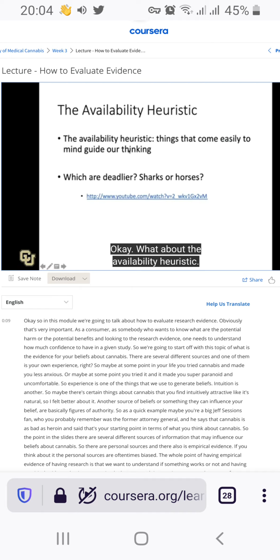Okay, what about the availability heuristic? The availability heuristic means that things that come easily to mind can sometimes guide our thinking, right? And so here's an example of the availability heuristic. Which are deadlier, sharks or horses? Right? What comes to mind if you ask yourself the question, which are deadlier, sharks or horses?